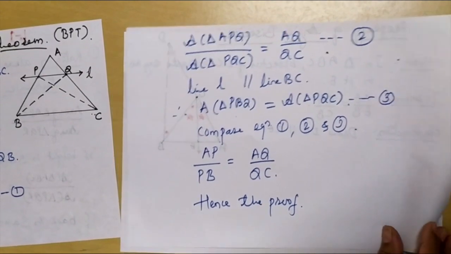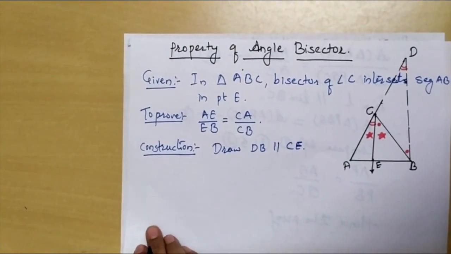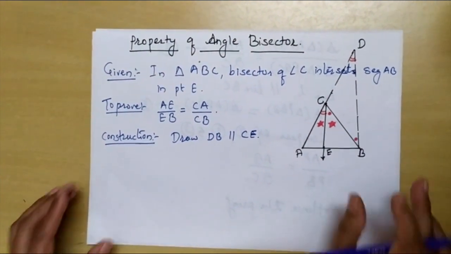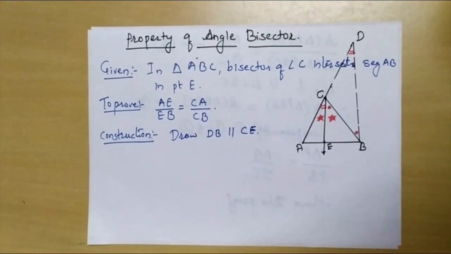Okay. Now the next part is about the property of angle bisector. Now what is meant by angle bisector?